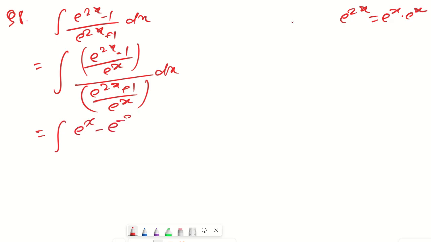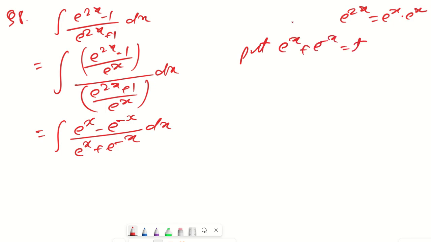I hope you have a good idea of what I am trying to do. Then it will be e to the power x plus e to the power minus x, dx. Now we have a very good simplified form of the integration. So what we can do now is put e to the power x plus e to the power minus x equal to t. Then if you differentiate that, we get e to the power x, and the differentiation of e to the power minus x becomes minus e to the power minus x. So e to the power x minus e to the power minus x dx is equal to dt.